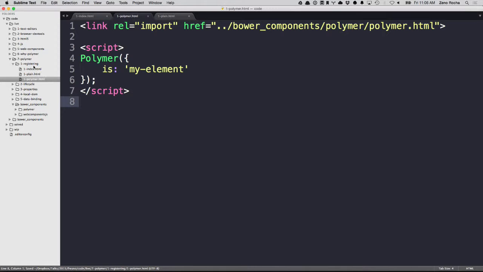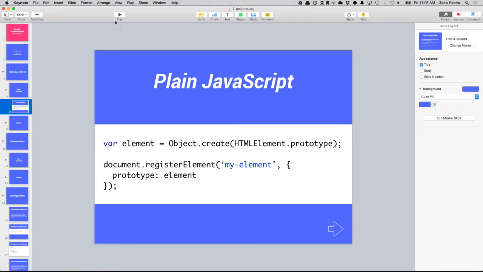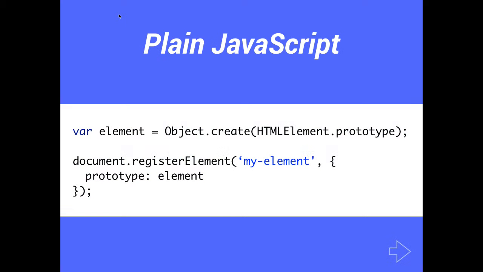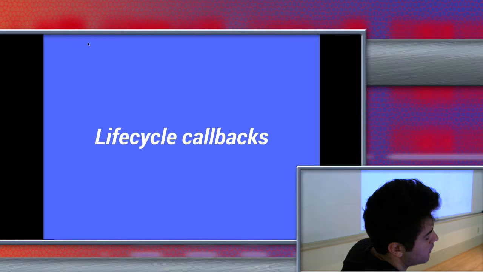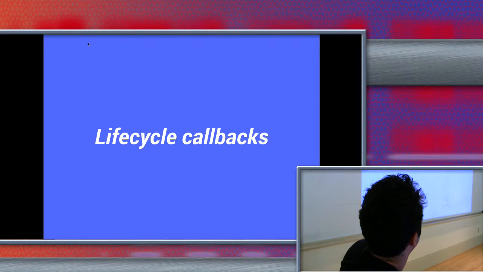So now that we registered it, we know how this works. Let's move on. So this is plain JavaScript, this is Polymer, just registered the element, that's it. What about lifecycle callbacks? So as we saw yesterday, every component, every element has a lifecycle.